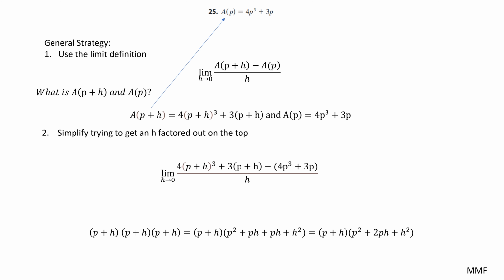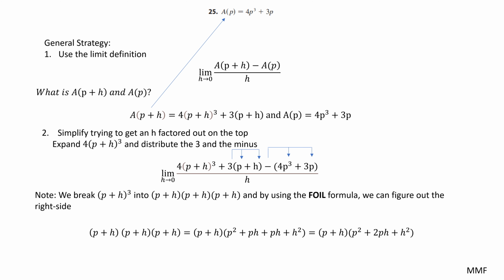So we're going to try and factor out an h, but before we do that, we have to expand this garbage. And it is garbage. Cubed functions take a long time. And of course, we've got to distribute the 3 and we've got to distribute the minus. Note that we break this (p plus h) cubed, in my opinion, into just 3 (p plus h)'s, and we can use FOIL to figure out what 2 of them are. So we have (p plus h) times (p plus h): first, outside, inside, and last. And if you look, there's a p squared, there's 2ph, and h squared.